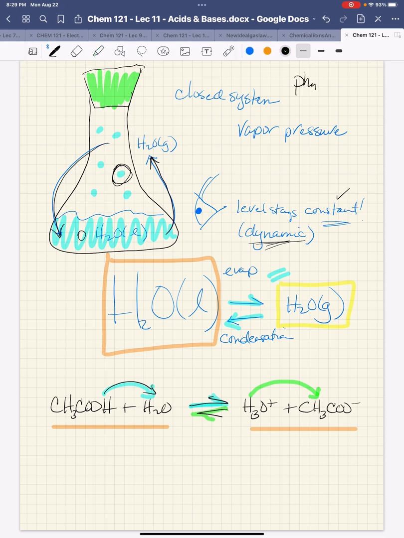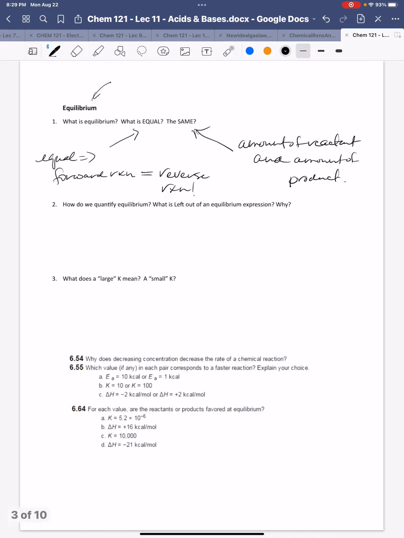This would be a physical equilibrium where we're looking at a phase change. This is a chemical equilibrium. And that is a really, really big concept to try to understand.